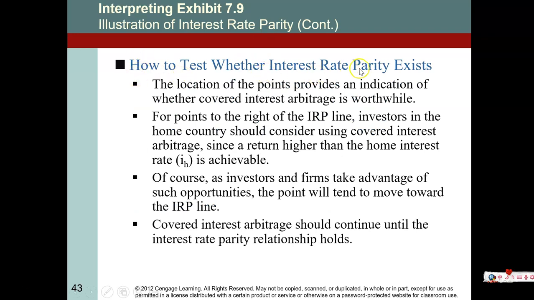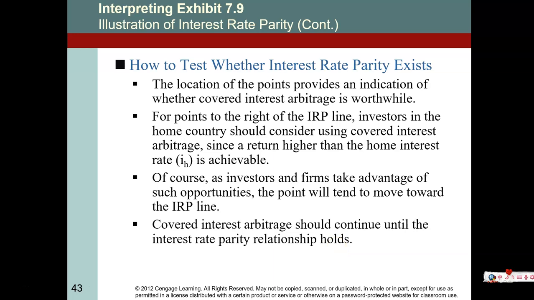How to test whether interest rate parity exists. The location of the points provides an indication of whether covered interest arbitrage is worthwhile. For points to the right of the IRP line, investors in the home country should consider using covered interest arbitrage, since a return higher than the home interest rate is achievable. Of course, as investors and firms take advantage of such opportunities, the point will tend to move toward the IRP line, back on the line, so this opportunity will go away. Covered interest arbitrage should continue until the interest rate parity relationship holds.